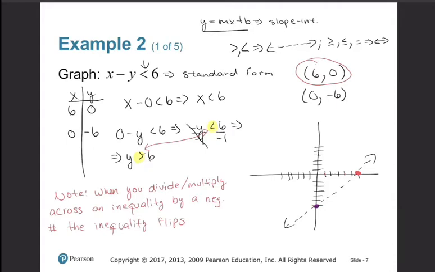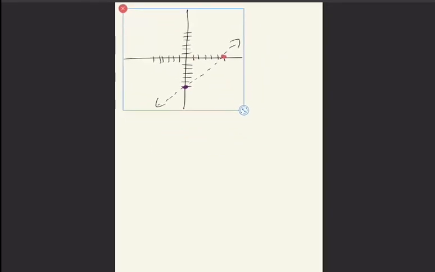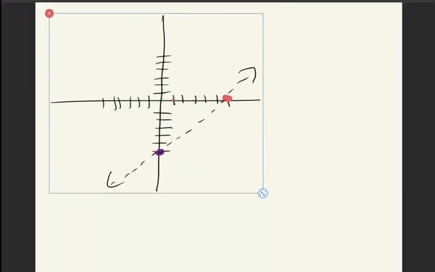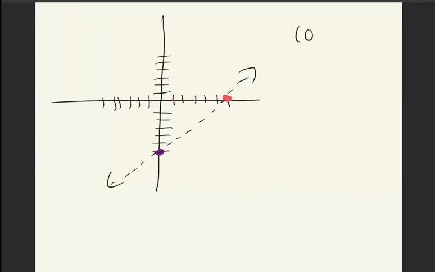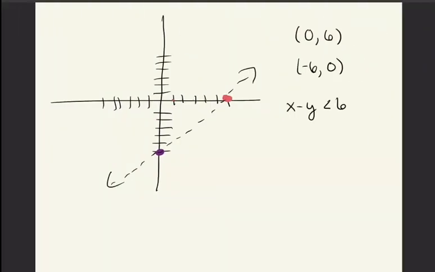Now we need to determine what half of the plane makes the statement true. So let's select this so I can go to another page with a little bit more space. So select, copy, and paste. There we go. Let's make this a little bit bigger. And let's remember that our points were (6, 0) and (0, negative 6), and my equation was x minus y is less than 6. Okay? So, hint again. Hint.